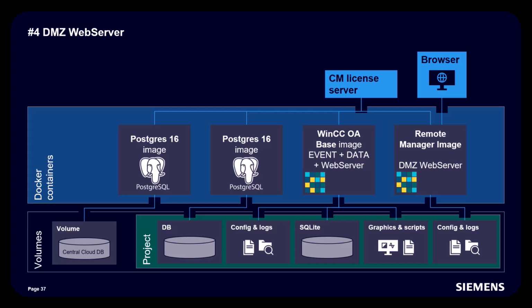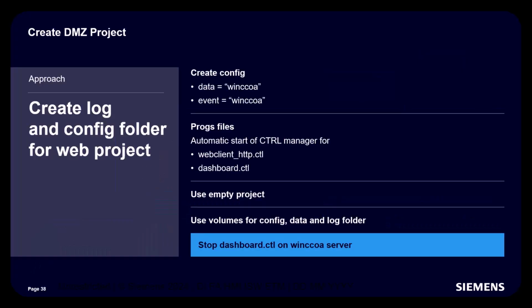To make it easy for deployment, I will create separate config and log folders for this container in our project folder. We will mount them with a different name into the container and share the data folder via volume. Since the rest of the project is not needed in this container, we can use an empty project folder structure. Here are the changes to be done.